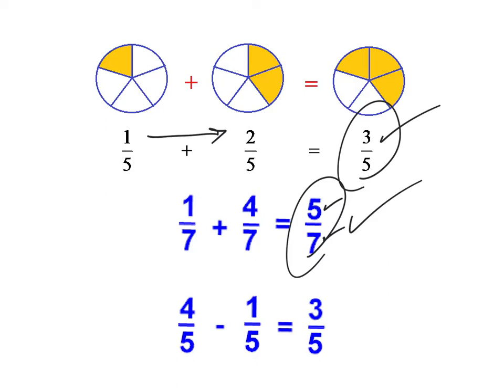And then, of course, the last one is one that we've already seen, which is just a subtraction problem. We've got 4/5 minus 1/5. You just subtract 4 minus 1, you get 3. And then, of course, 3/5 we've already discussed as a final answer.